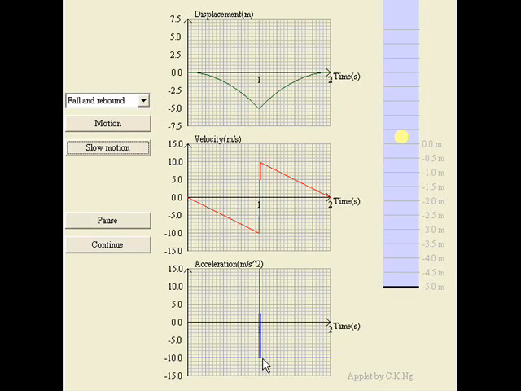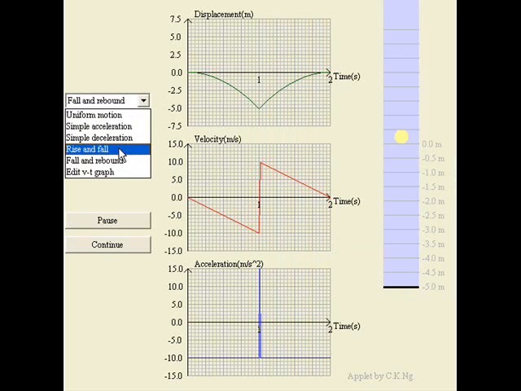Once it's left the ground, the only force that's acting is the force due to gravity, which is always downwards. So that's why we have a negative acceleration. So we'll play the motion again. So velocity increases, then decreases. And these are the shapes of the graphs that we get from a ball bouncing.